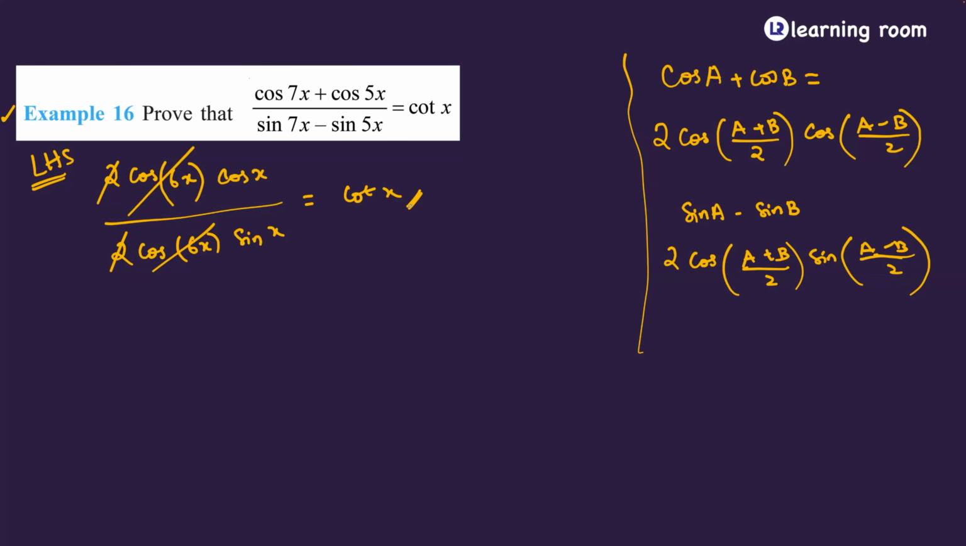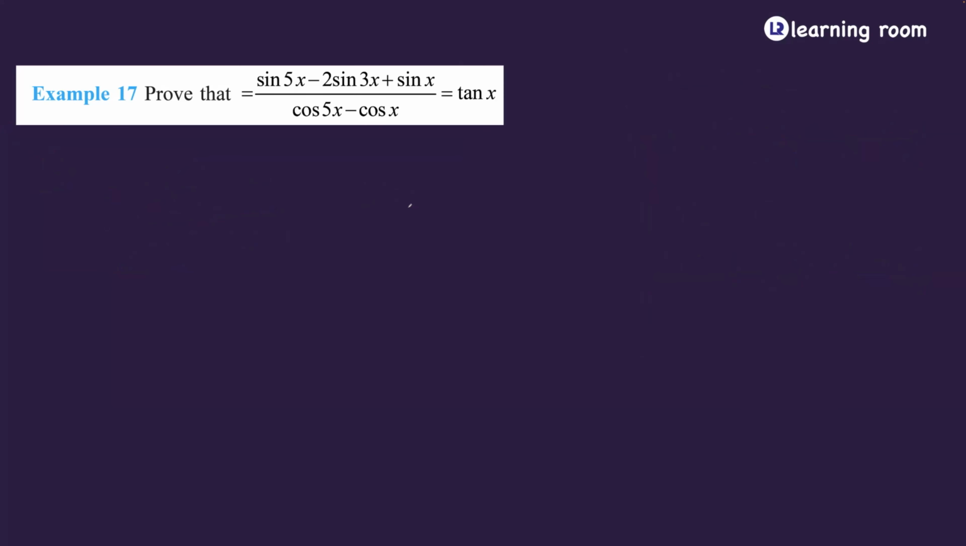Shall I proceed? Okay. Listen. The next question is, prove that sin 5x minus 2 times sin 3x plus sin x divided by cos 5x minus cos x is equal to tan x.